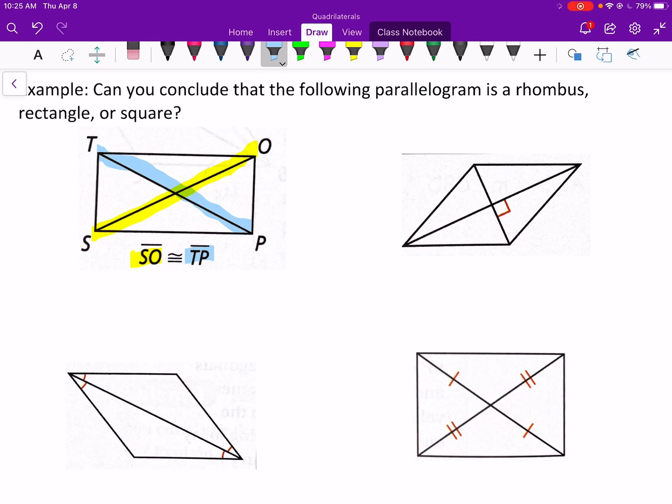And since our diagonals are congruent, theorem 618 says that we have a rectangle. Remember, if the diagonals of a parallelogram are congruent, then we have a rectangle. So this is a rectangle by theorem 618.